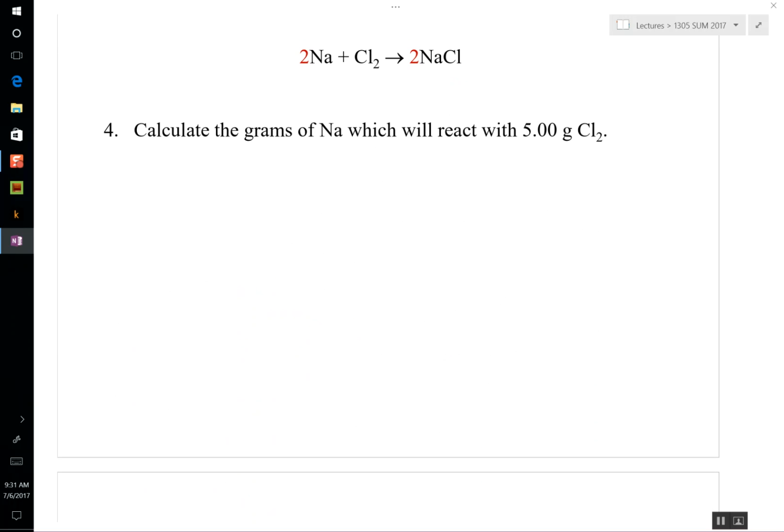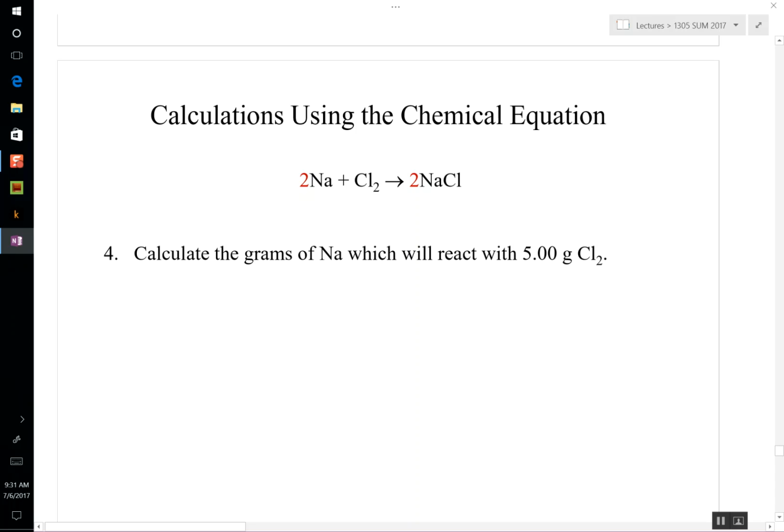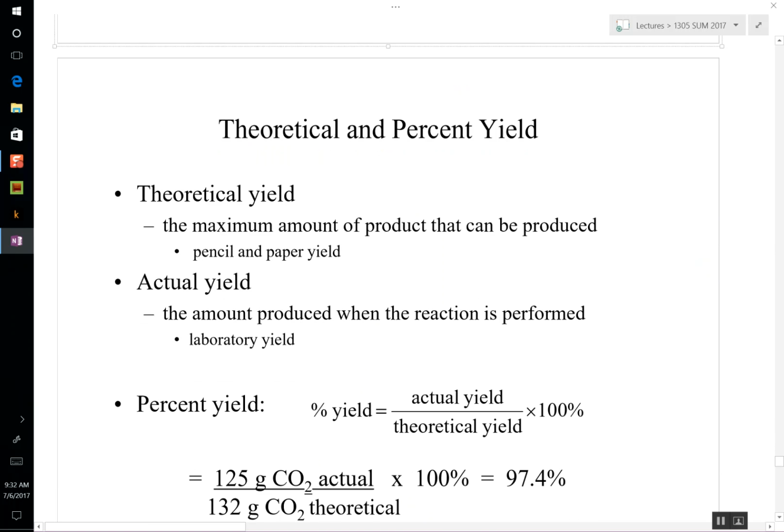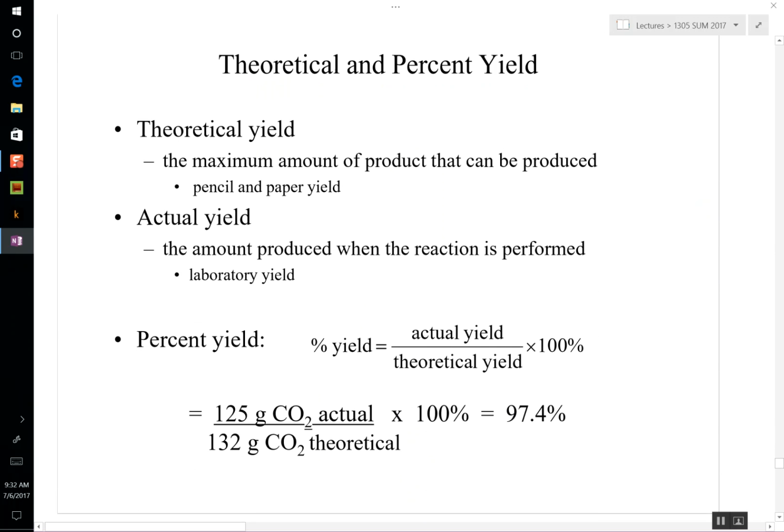Okay, let's do this one real quickly. Calculations using the chemical equation. Calculate the grams of sodium that will react with... No, let's not do that one. They got some numbers here. I'm not sure where they're getting these numbers.